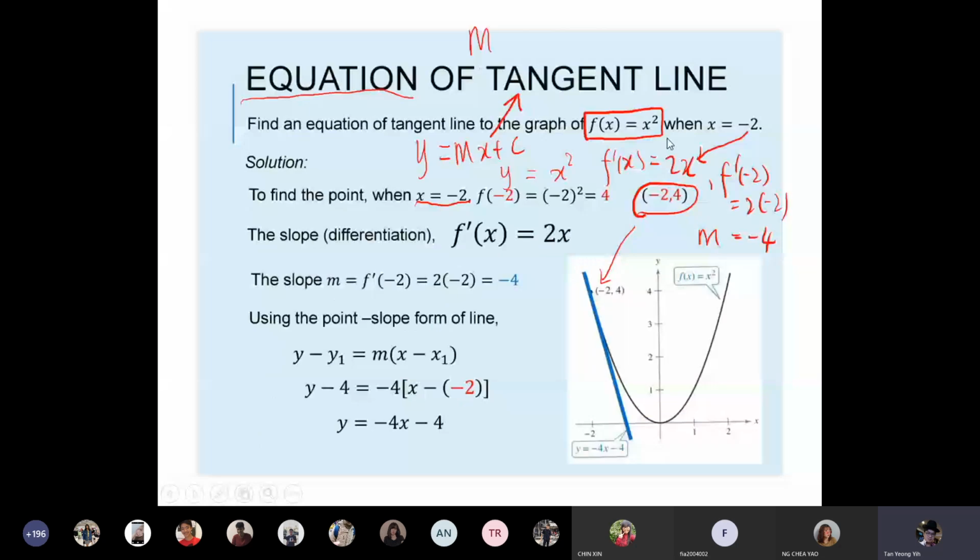Okay, any questions here before we proceed to the normal line?